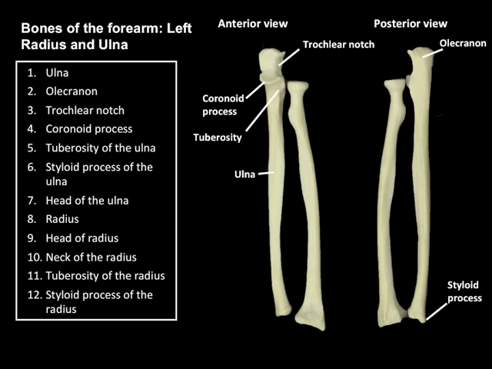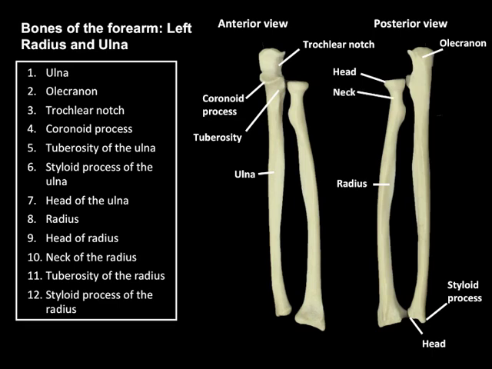The styloid process of the ulna is located distally on the medial aspect of the bone, whereas the head is located on the medial aspect of the distal ulna. Let's now focus on the radius. The head of the radius is located at the proximal aspect of the bone to articulate with the capitulum of the humerus.